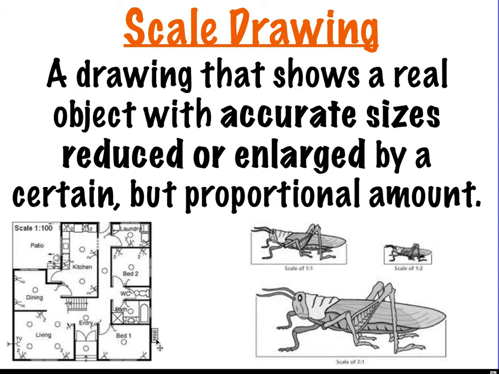Okay, so you can take things and reduce them or enlarge them, but you have to keep it proportional. Because here, if I don't do that, I could end up making my kitchen super large in the house and then end up with a super tiny dining room where my family wouldn't fit, which really wouldn't work well in the house.